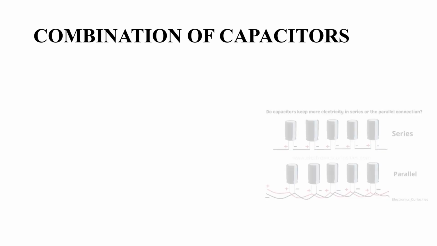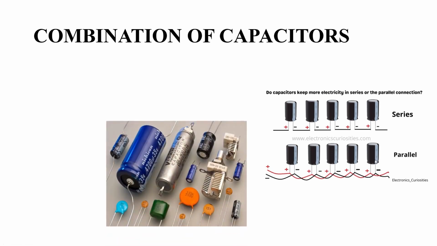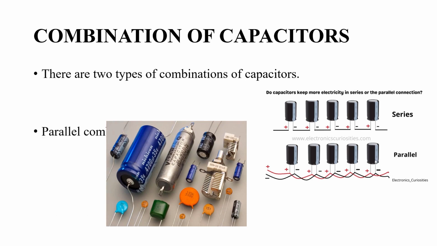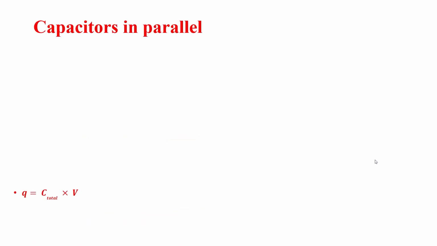Combination of capacitors. Combination of capacitors can be of two ways. You can combine capacitors in two different ways. You can combine the capacitors either in series or in parallel. You can see over here that capacitors of different size, shape and capacities can be connected in two different ways: parallel combination of capacitors and series. So here, capacitors in parallel.